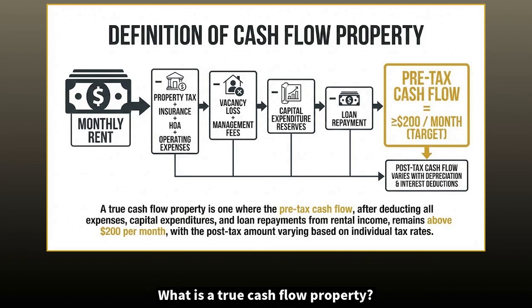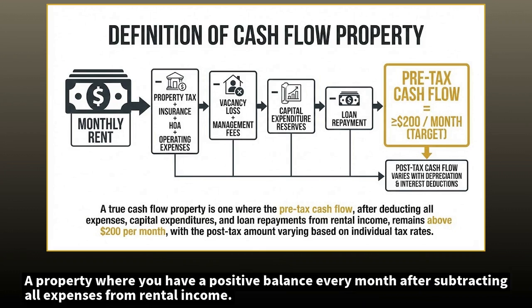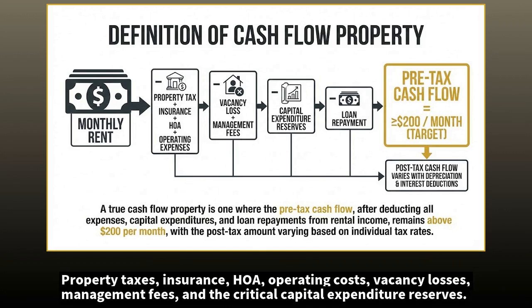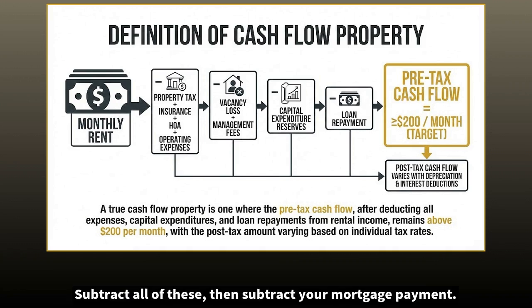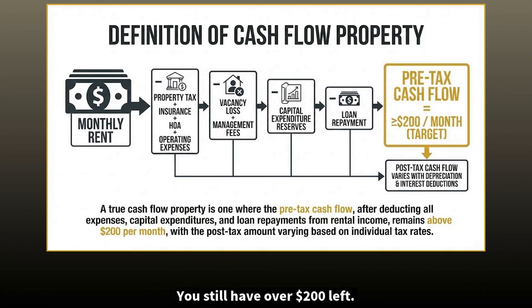What is a true cash flow property? A property where you have a positive balance every month after subtracting all expenses from rental income. Property taxes, insurance, HOA, operating costs, vacancy losses, management fees, and the critical capital expenditure reserves. Roof and HVAC replacement costs. Subtract all of these, then subtract your mortgage payment. You still have over $200 left. This is pre-tax cash flow.